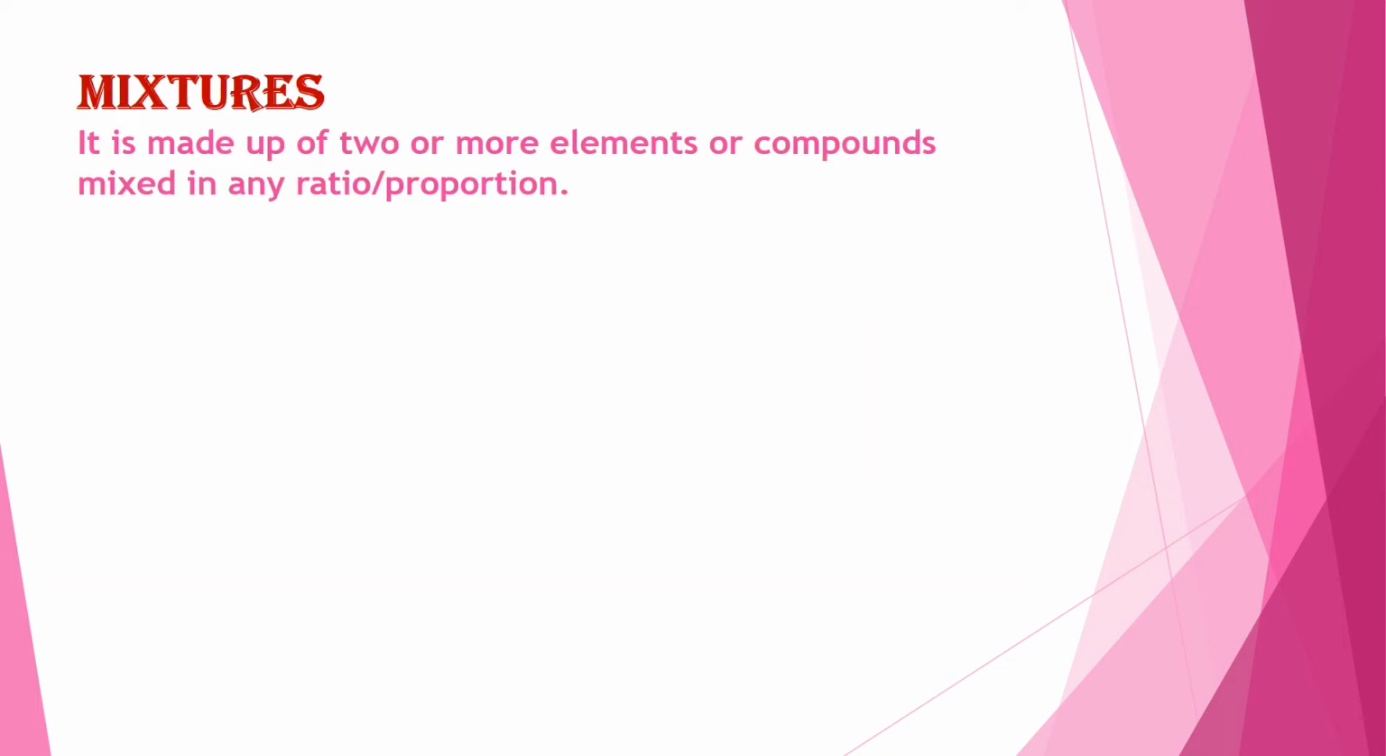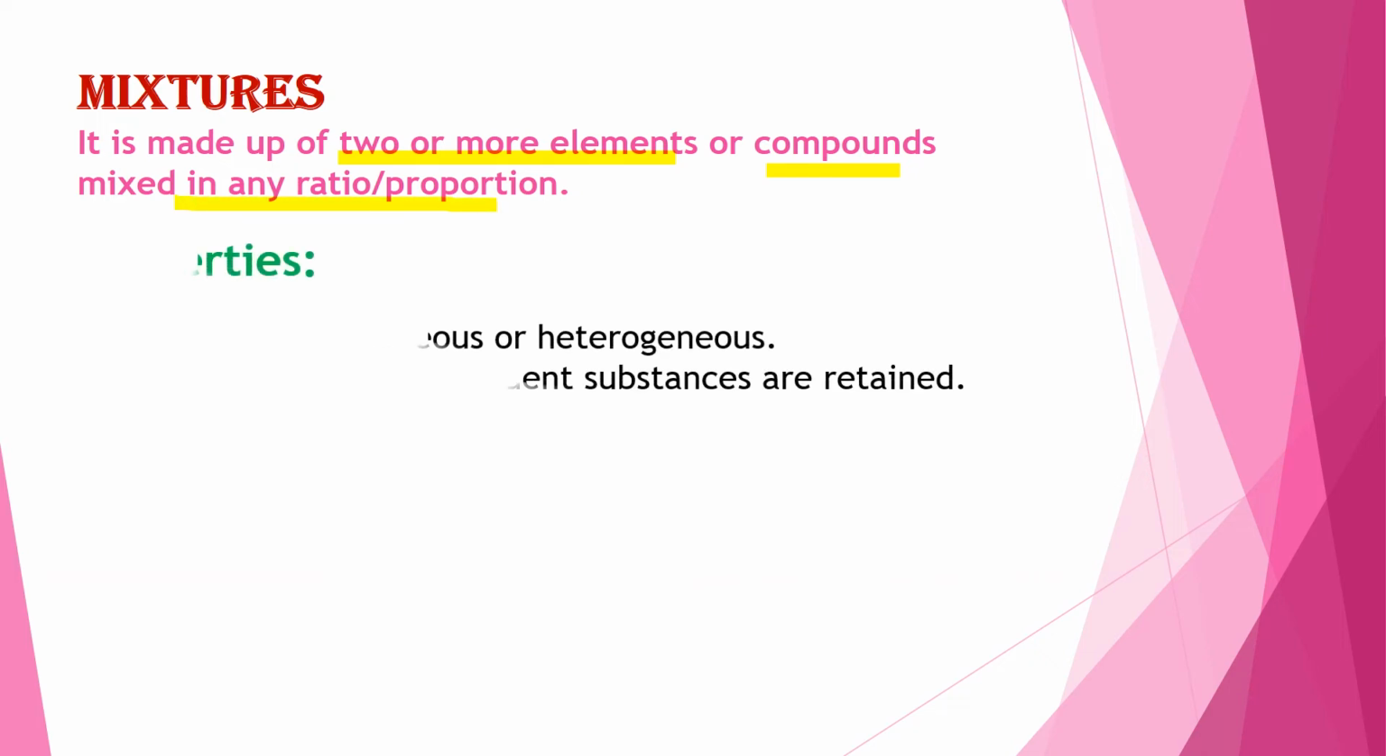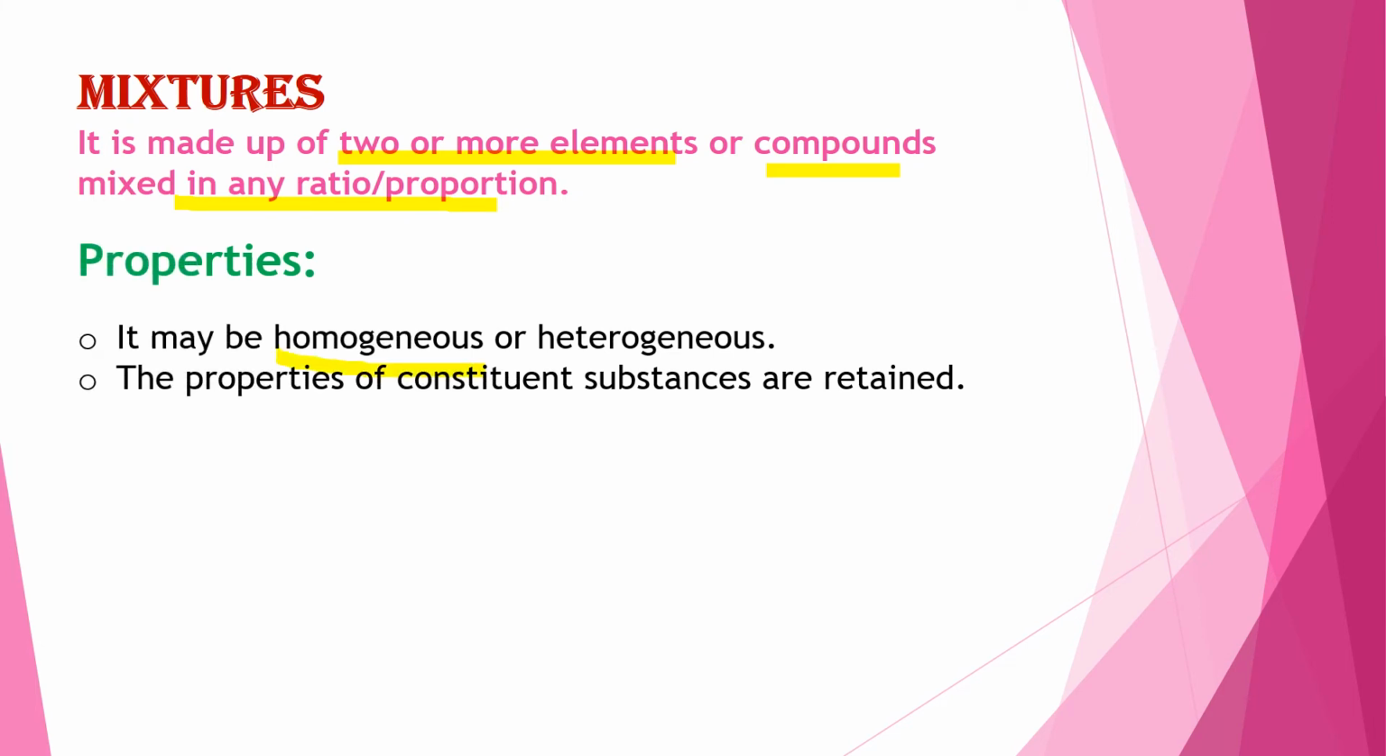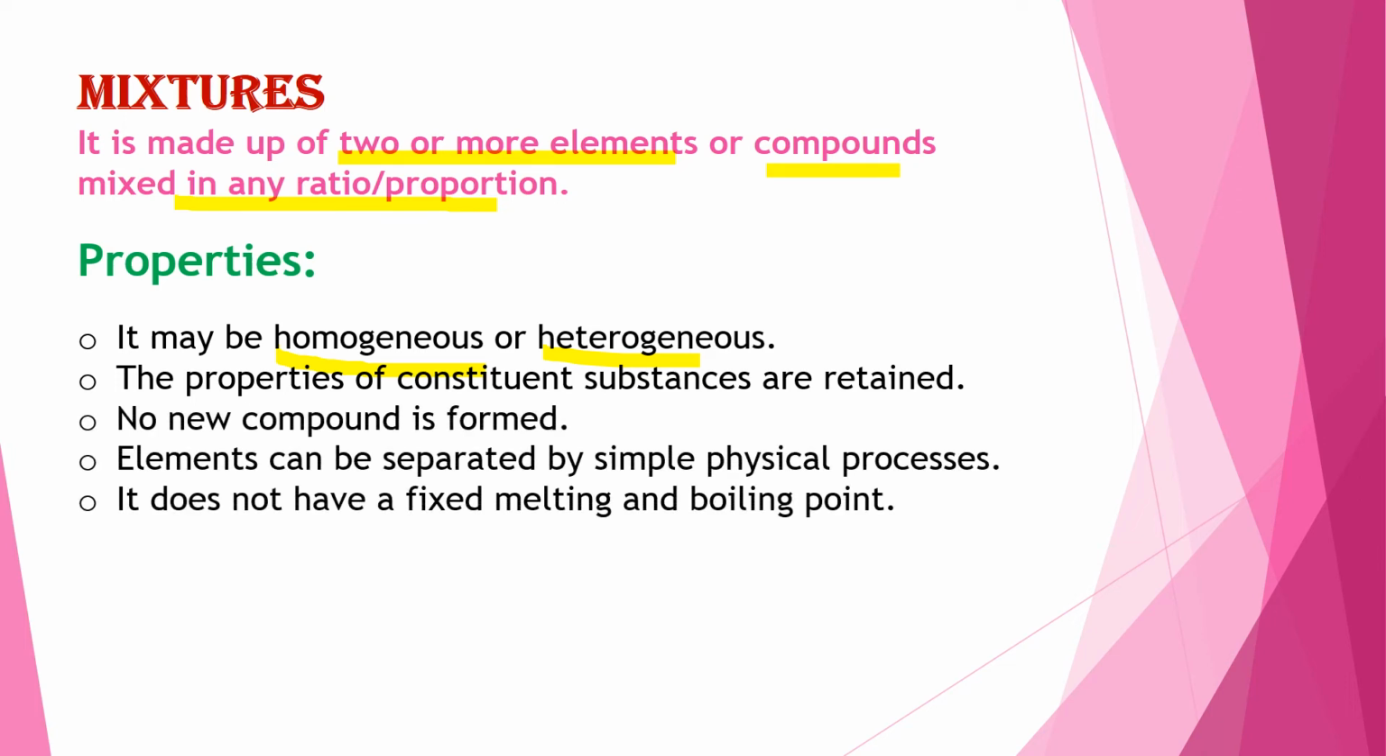Now what is a mixture? A mixture is made up of two or more elements or compounds. So that is a combined effect of elements and compounds. They don't have a fixed ratio. What are the characteristics? They can be homogeneous or heterogeneous. The properties of constituent substances are retained, that means each constituent will show its own properties. There will be no new substance formed. Constituents can be separated by simple physical methods, like you can pick them out, right? They don't have a fixed melting and boiling point because so many elements and compounds are there. So how can there be a definite boiling and melting point, right?